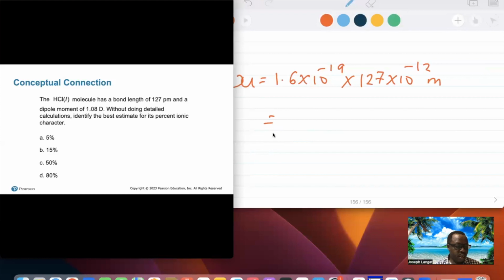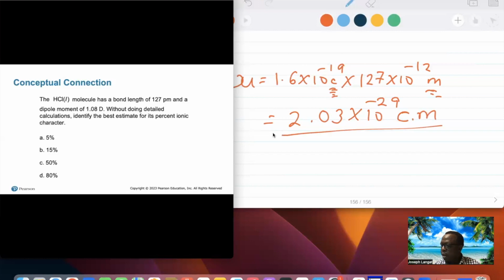So if we plug in, this will be the charge for 2.03. Check with your calculator, times 10 raised to negative 29 coulombs times meter. This is the charge in coulombs, and meters is the unit for the radius. If we change this to debye, we convert to the units for dipole moment, and this is the conversion factor.